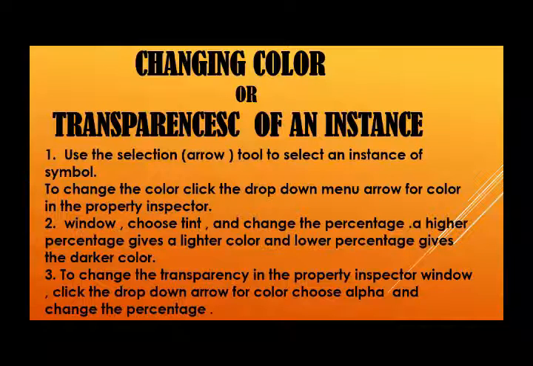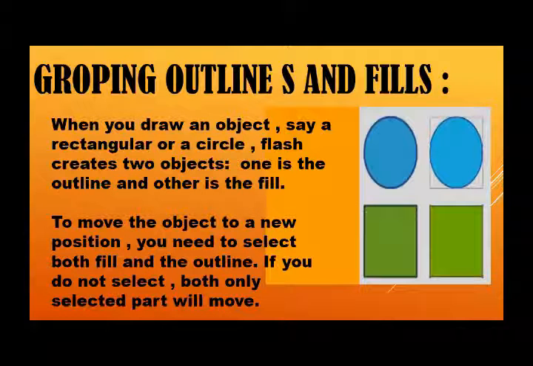Now moving on to the next one that we have, grouping outline and fills. How can we group outline or fill the colors in our image? If you observe this picture, we have two types of circles over there, and the outline of the circle is also changed. The square's fill color is different and the outline of the square is also changed.